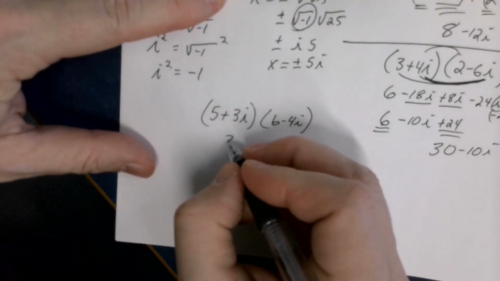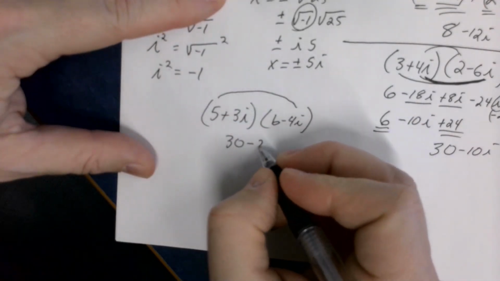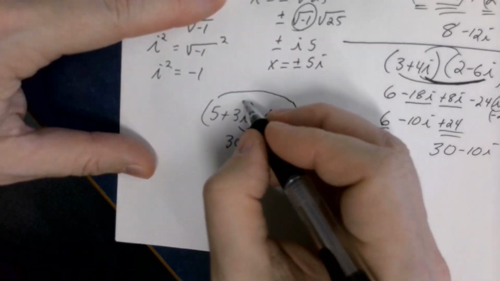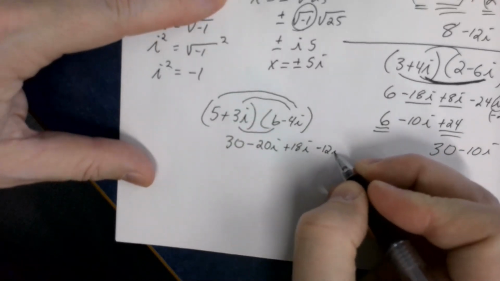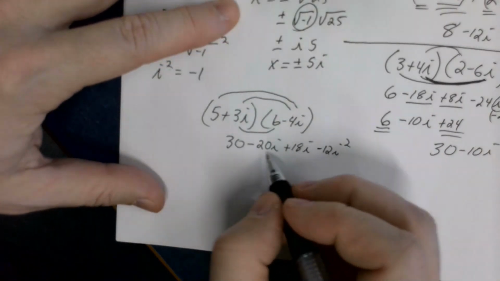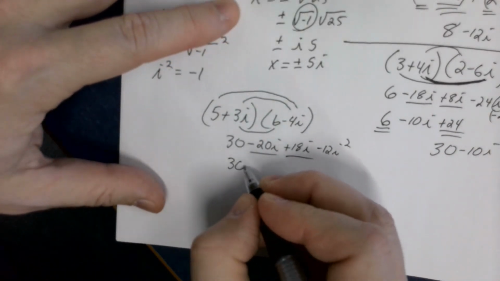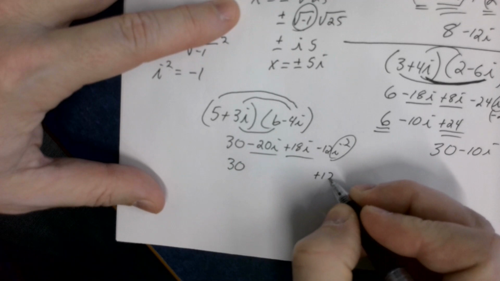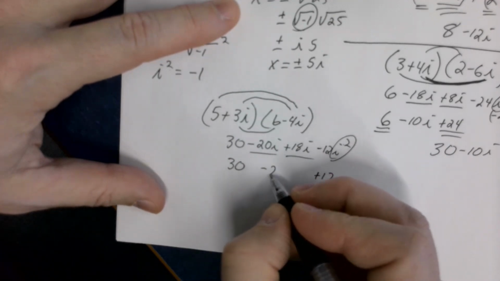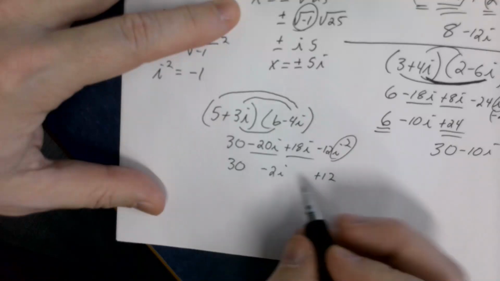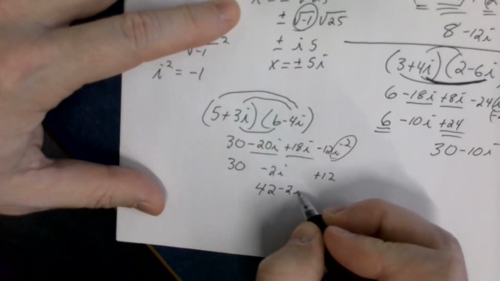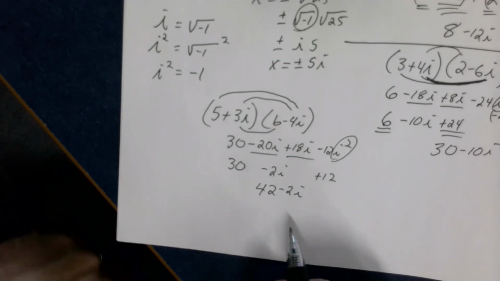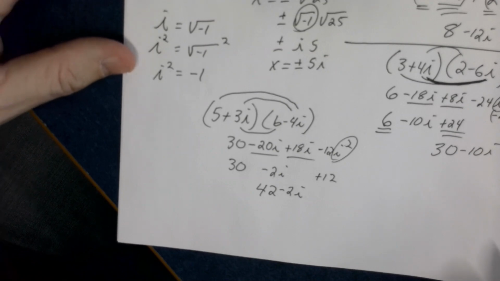So 5 times 6 is 30. Outside is negative 20i. Inside is positive 18i. And the last two things is negative 12i squared. So imaginary parts and real parts. So I got 30. i squared is negative 1, so negative 1 times negative 12 is positive 12. And then these two things go together to give me negative 2i. So 30 and 12 is 42 minus 2i. Hopefully that worked out well for you, and that all makes sense. You can try more of them in the online homework too.